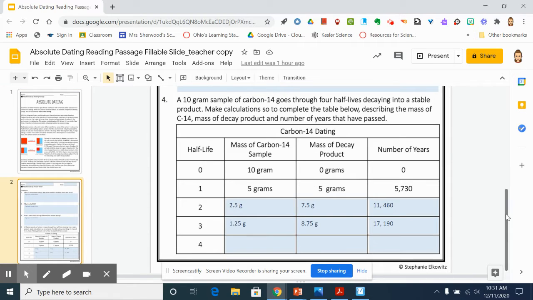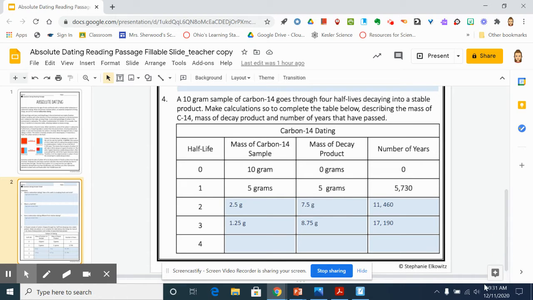And then the second part is the part that we're going to go over, that I was concerned you may be struggling with as you are working through these problems. It states that a 10-gram sample of carbon-14 goes through 4 half-lives, decaying into a stable product. Carbon-14 decays into a stable product that is nitrogen-14, and it goes on to say that we need to make calculations to complete the table below, describing the mass of carbon-14, the mass of the decay product, and the number of years that have passed.